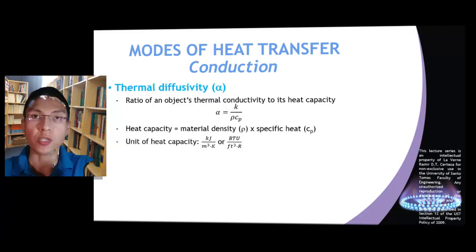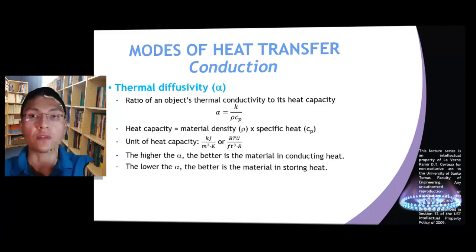It is also a measure of the heat storage capability of a material. It is the product of the material density and its specific heat. Now, what insight can we derive from thermal diffusivity?